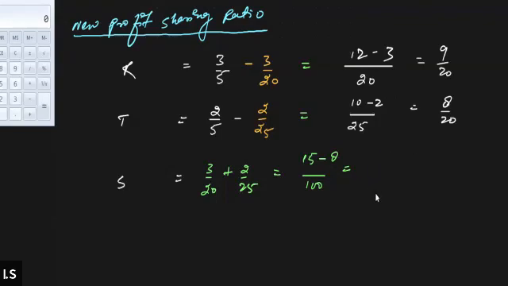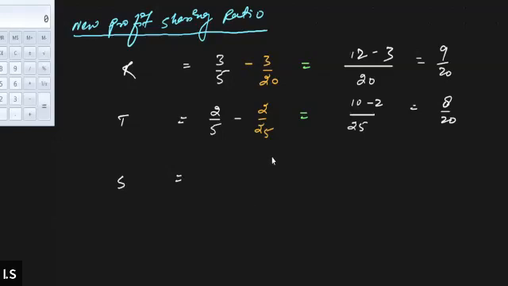Alexander, you got the same values, no? 9 by 20, 8 by 20. No, sir, I didn't get this. Okay, so is it clear to you or not? Sir, I don't understand why you're multiplying.